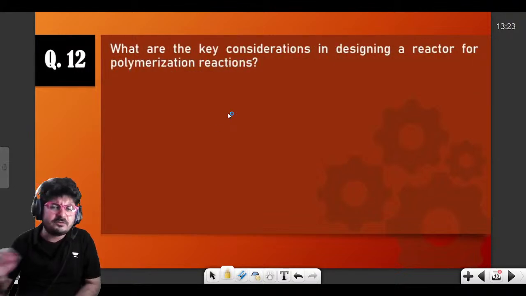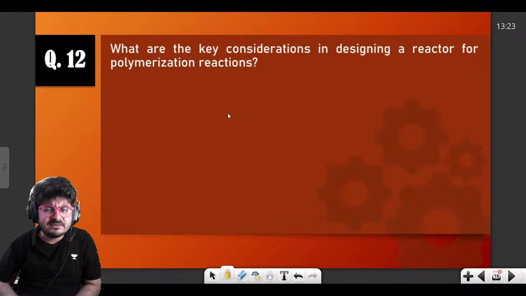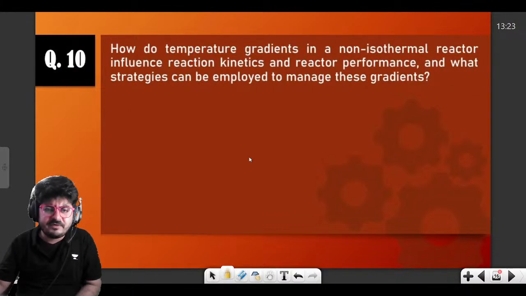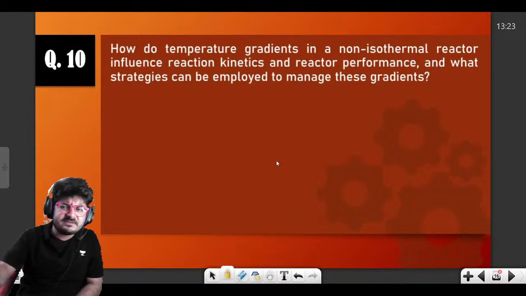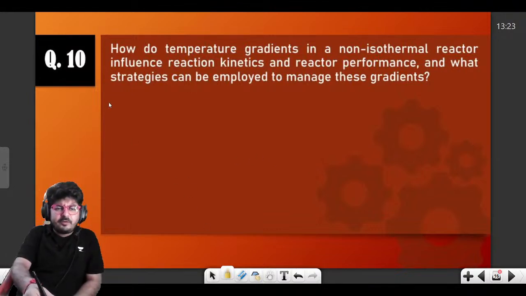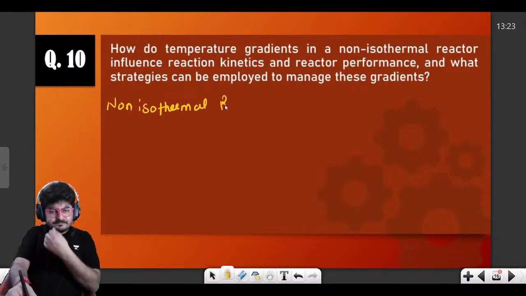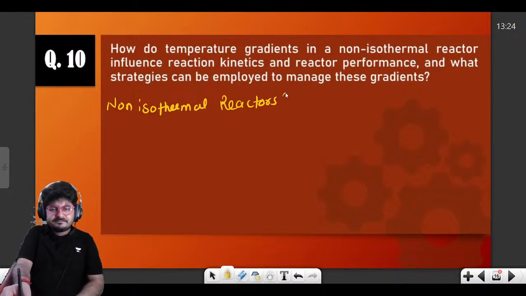Okay. And the third question for the day will be, what are the key considerations we have to think about so that we can design a reactor for polymerization reactions. So we will start our discussion with the temperature gradients and non-isothermal reactors. Can any one of you tell me what is the meaning of non-isothermal reactors? First, and what is the meaning of temperature gradient?